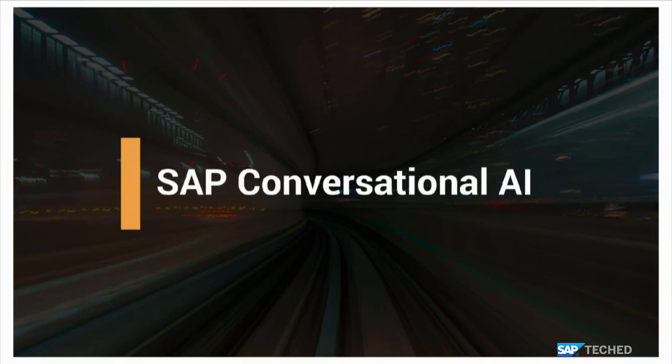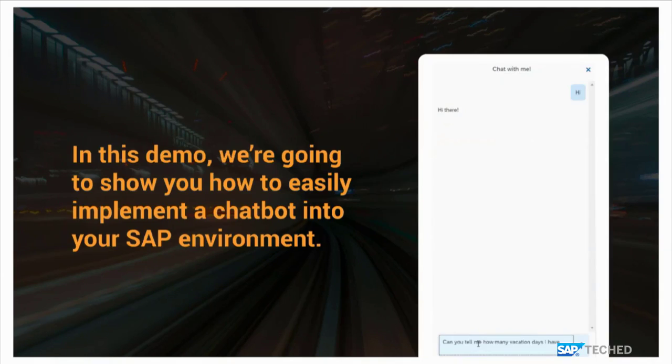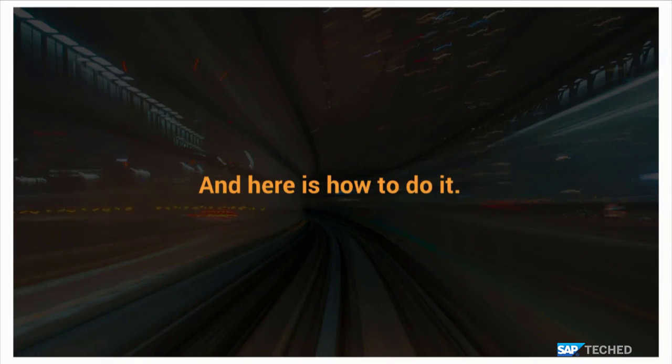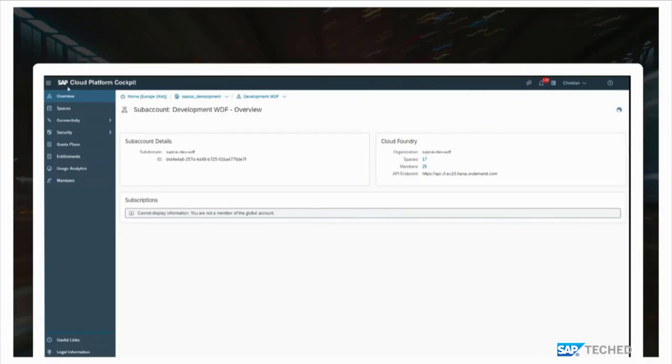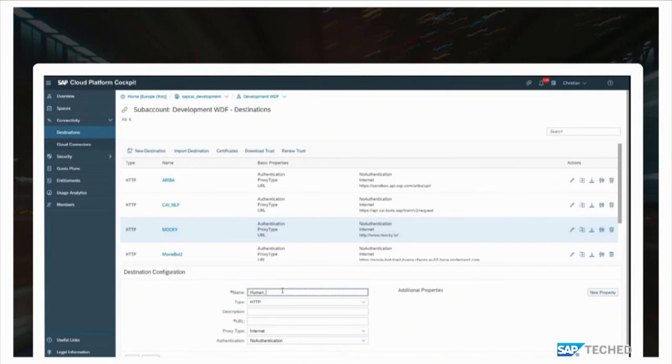We're going to start with the easier SAP integration. So what we're going to build is a bot that can query for how many vacation days do I have left, and can also create leave requests. And we're going to use the business connector and the single sign-on for that. So here we are in the SAP Cloud Platform cockpit. And as I mentioned, we use the destination service to create this connection into our SAP backend system.